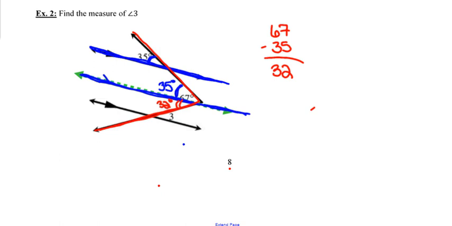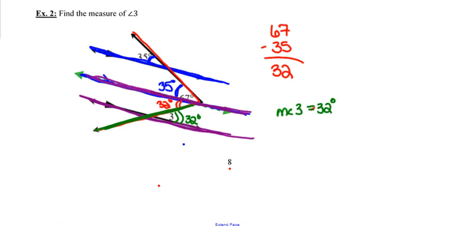This helps me because if I now switch my focus and instead look at the parallel lines that I just marked there in purple, the transversal for the purple lines is going to be that green ray. And if I look at the alternate interior buddy to the angle marked by the 32 degrees, its measure must be the same, 32 degrees, making the measure of angle 3 equal to 32 degrees.